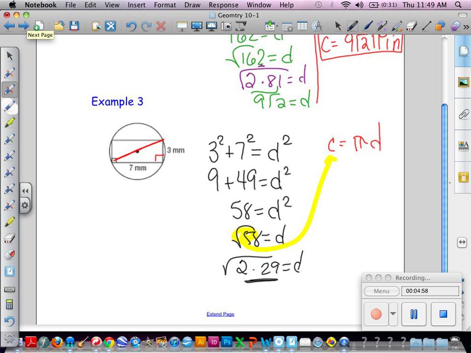So my circumference, this time I'm going to be a little bit wiser. I'm going to list my diameter first. Square root of 58 pi, and then what's my label? Millimeters.